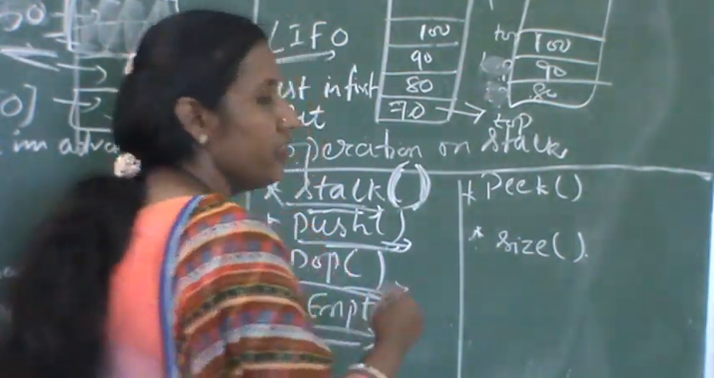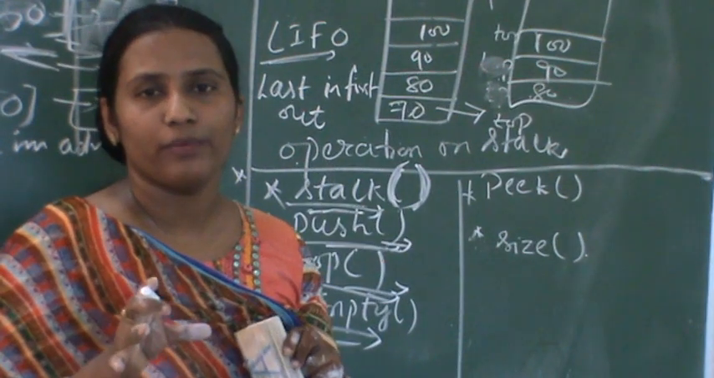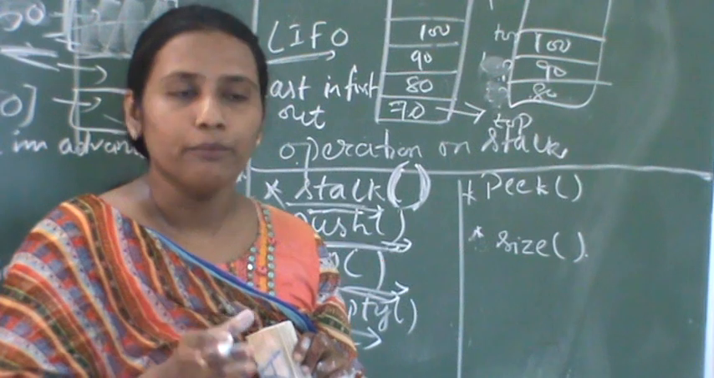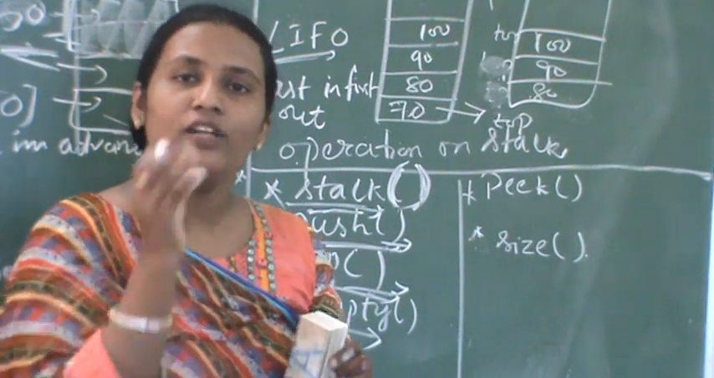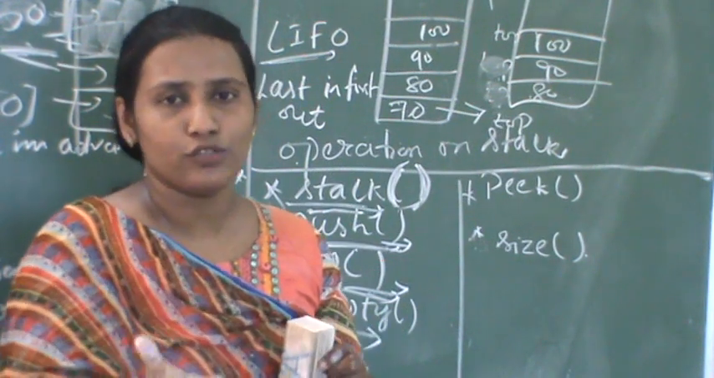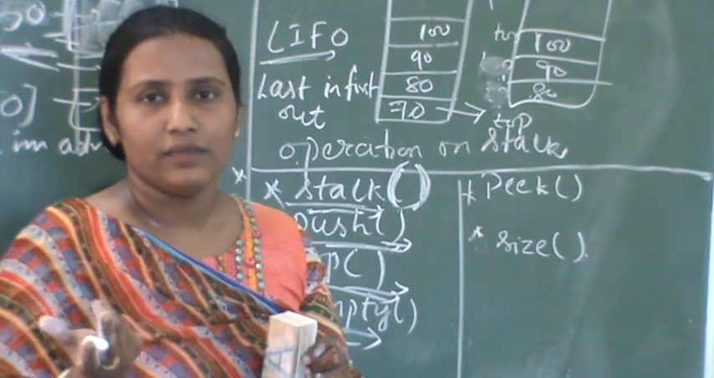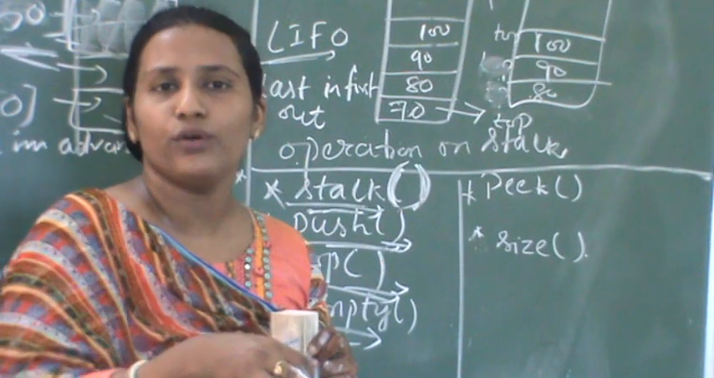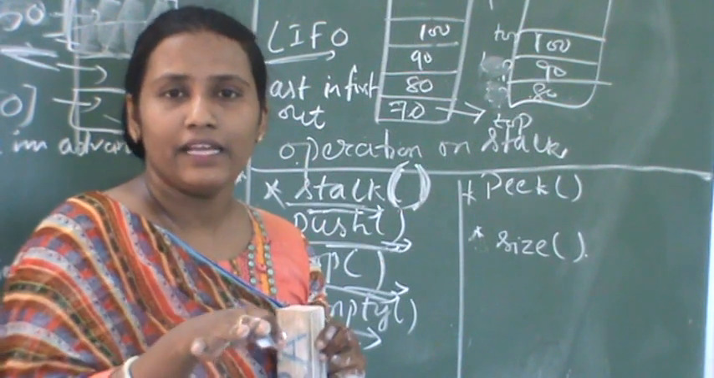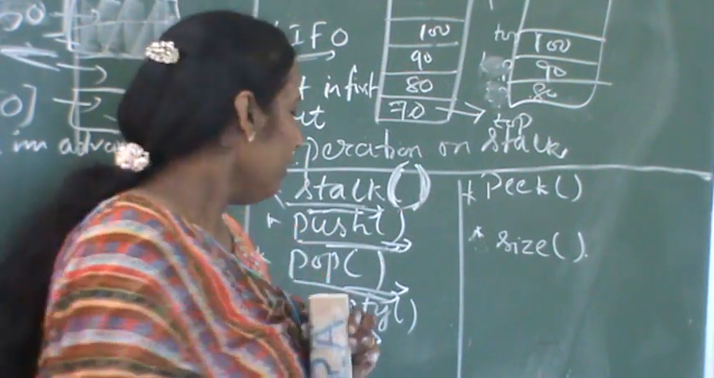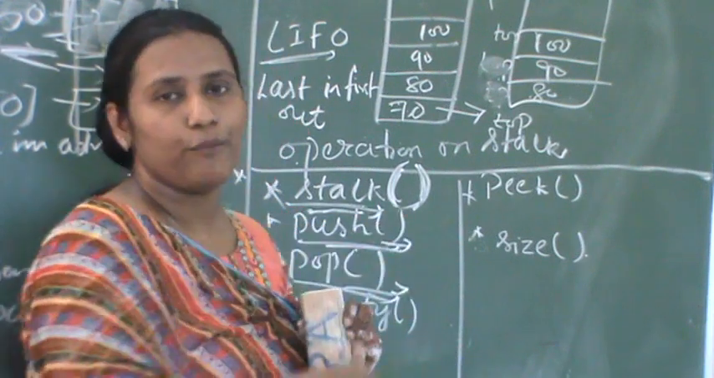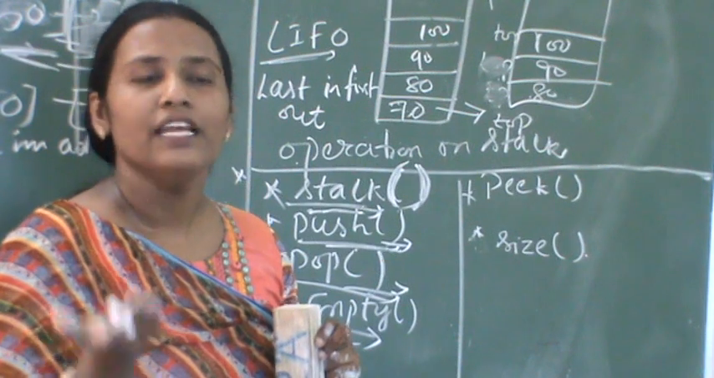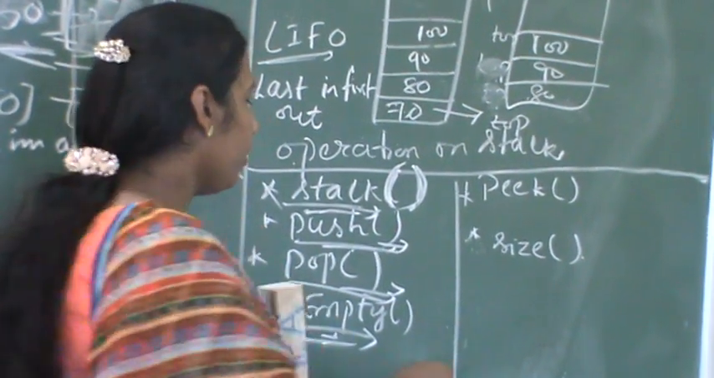Next is the isEmpty function. This operation is used to check whether the stack is empty or not. Because if the stack is empty, then only we can add the elements. If the stack is not empty, we cannot add the elements. So this function checks, prior to adding the elements, whether the stack is empty or not. If it is empty, it will allow us to add elements into the stack. If it is not empty, it won't allow us.